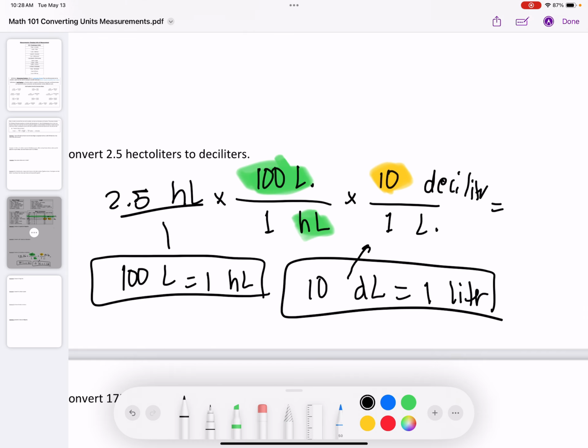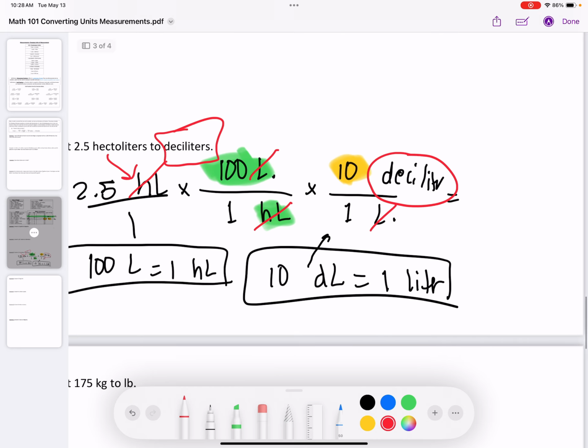I should check though. Are all the correct units going to cancel? Hectoliters, hectoliters, yes. Liters, liters, yes. All I'll end with is deciliters. Is that what I want? Yes. Did I start with the unit here? Yes. I think it's going to be good. I was going to just put DL, but there's a few different prefixes that start with D, so I don't know if that's a good idea. Deciliters. Okay, what are we multiplying?